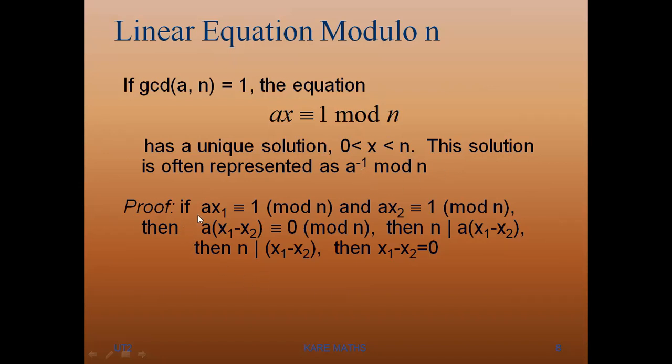See here, they have given just two steps, the proof. If ax1 is congruent to 1 mod n and ax2 is congruent to 1 mod n, then subtract. According to the previous properties, ax1 minus ax2 is congruent to 1 minus 1, that is 0, mod n. Otherwise, n divides ax1 minus ax2. If n divides ax1 minus ax2, what is the meaning? n divides x1 minus x2. This implies that x1 minus x2 is equal to 0 in this case.